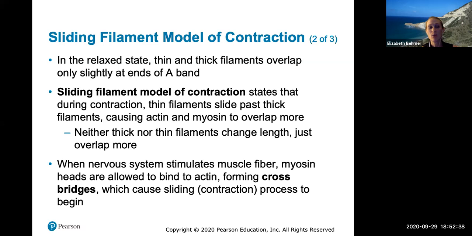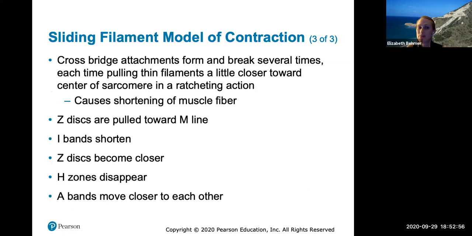So they're sliding past each other for the sarcomere to shorten. I'll point out now that one of your workshops is on sliding filament theory, I believe, and that'll be a really important one to go to. When the nervous system stimulates the muscle fiber, the myosin heads are allowed to bind to actin, forming that cross bridge, which will pull the actin by.